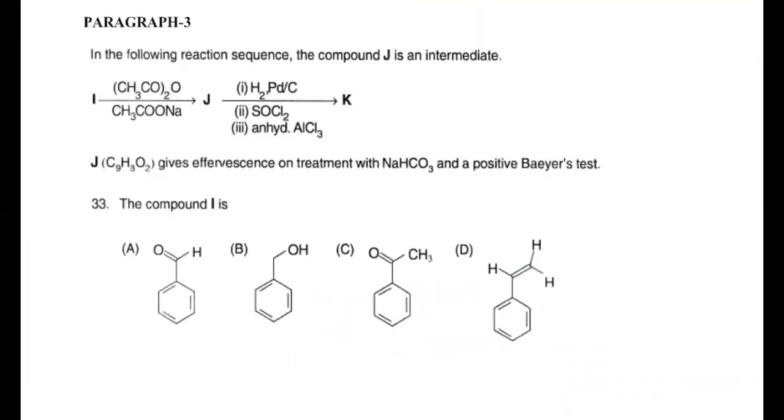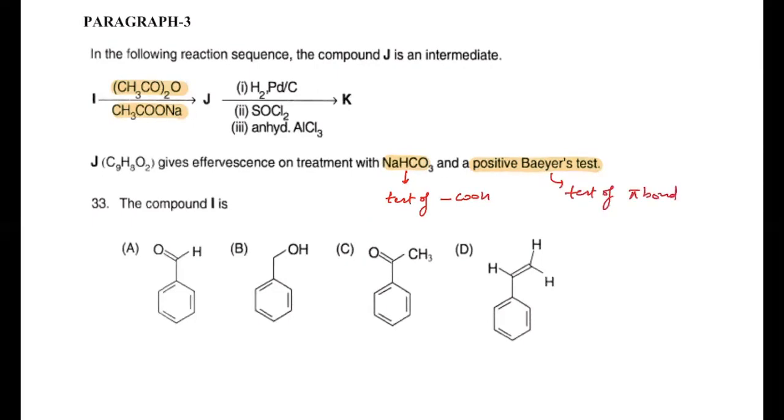And question number 33. The question says: in the given sequence, the compound J is an intermediate. And in the equation given, अगर आप ध्यान से देखो, you can easily notice that it is given acetic anhydride और ये उसी का salt है. ये कहीं ना कहीं Perkin reaction की hint दे रहा है मुझे. Further, if you check, it's given J gives effervescence on treatment with sodium bicarbonate and Baeyer's test. This confirms that it is certainly cinnamic acid, because the bicarbonate test is a test of carboxylic acid. This is a test of COOH group, and this is a test of pi bond.